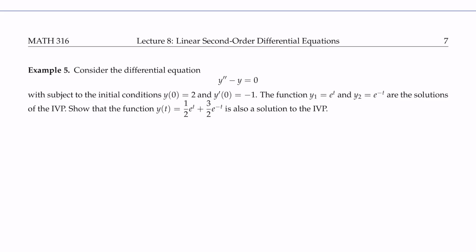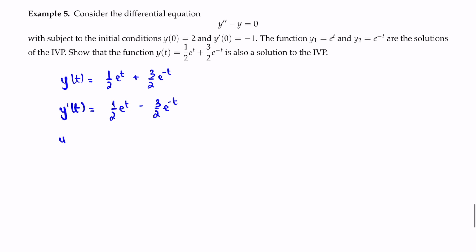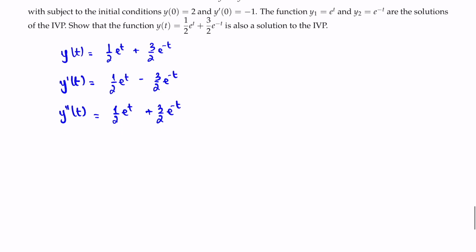So given y of t equal to 1/2 e to the t plus 3/2 e to the negative t, the first derivative is going to be 1/2 e to the t minus 3/2 e to the negative t, and y double prime of t is 1/2 e to the t plus 3/2 e to the negative t. Then you substitute these values into the differential equation.